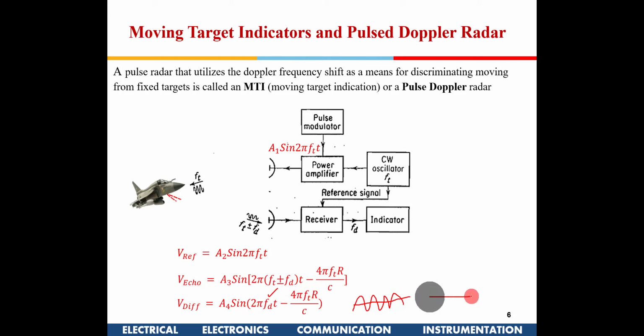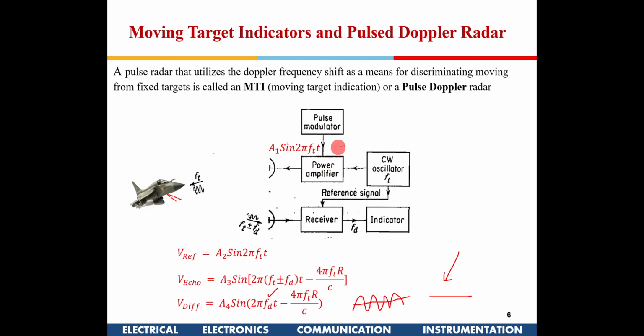That means I get a DC output, whereas if there is a relative motion, then it's an AC signal. So this philosophy is made use of in distinguishing between a stationary object and a moving object.